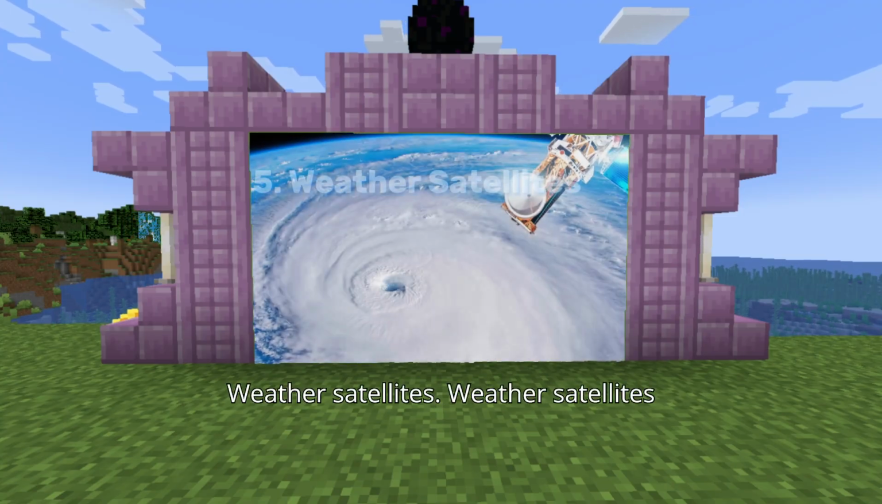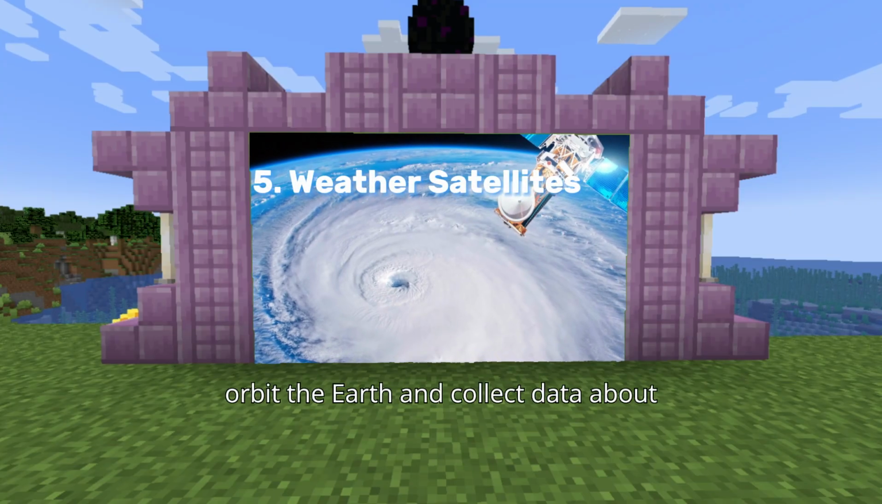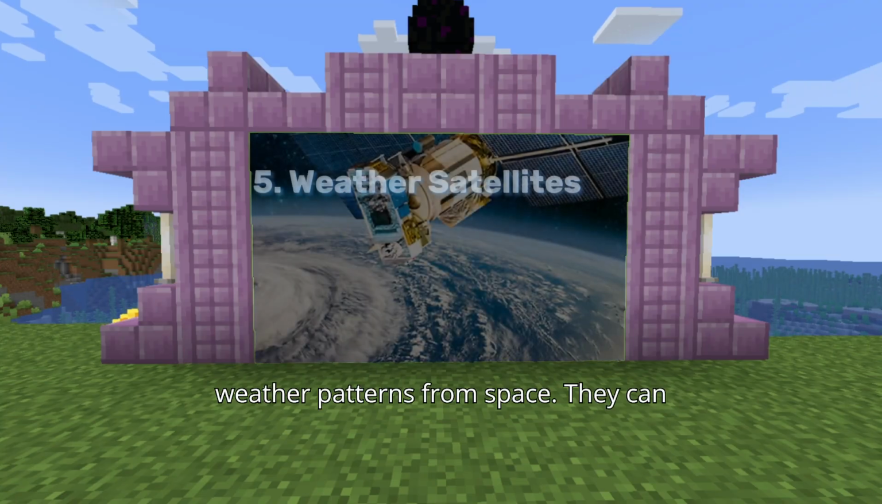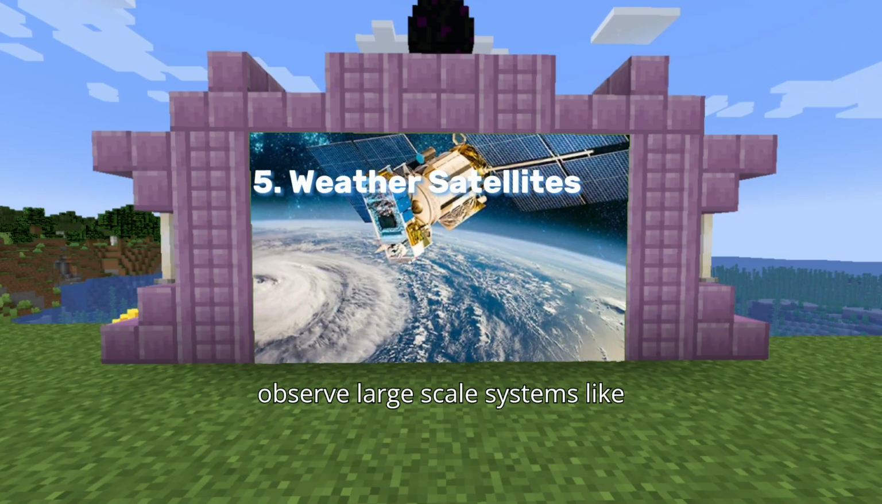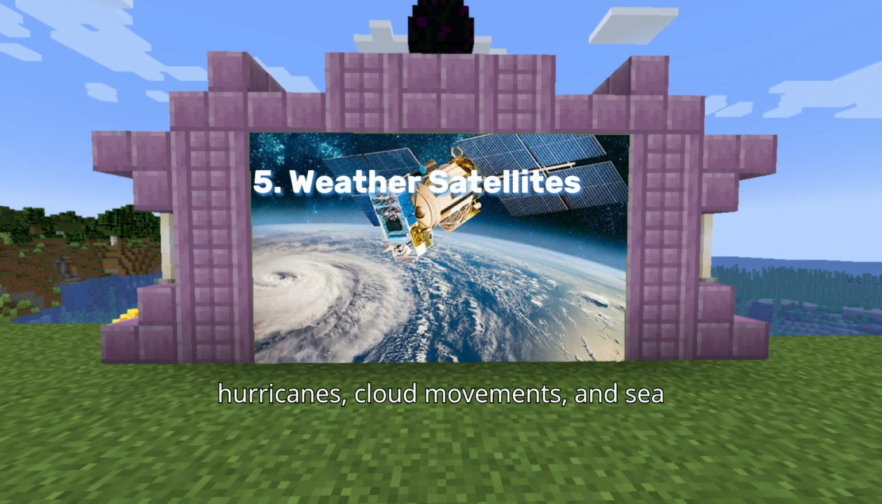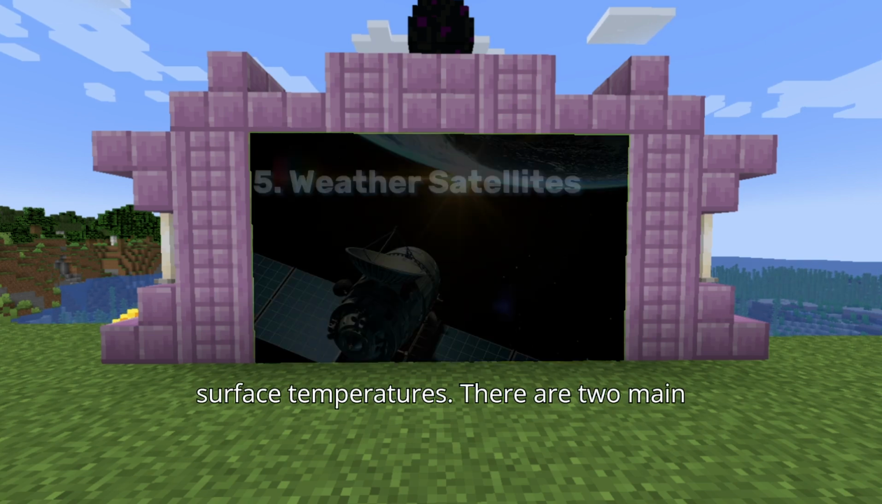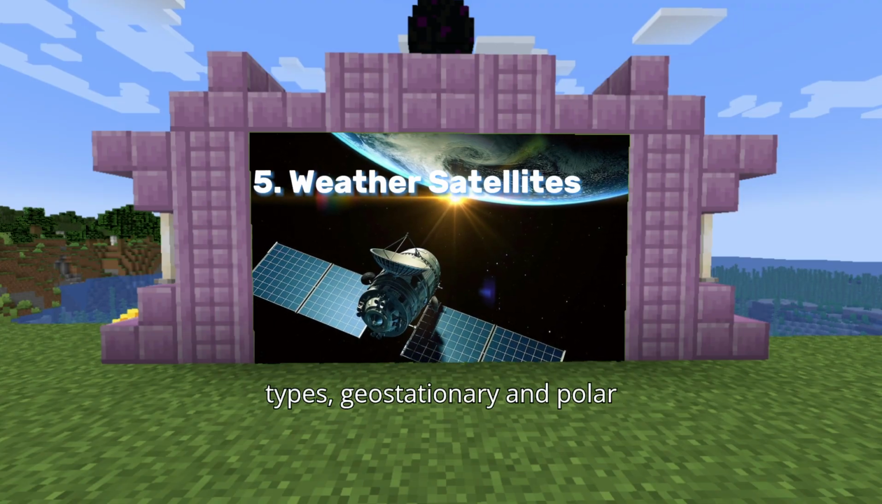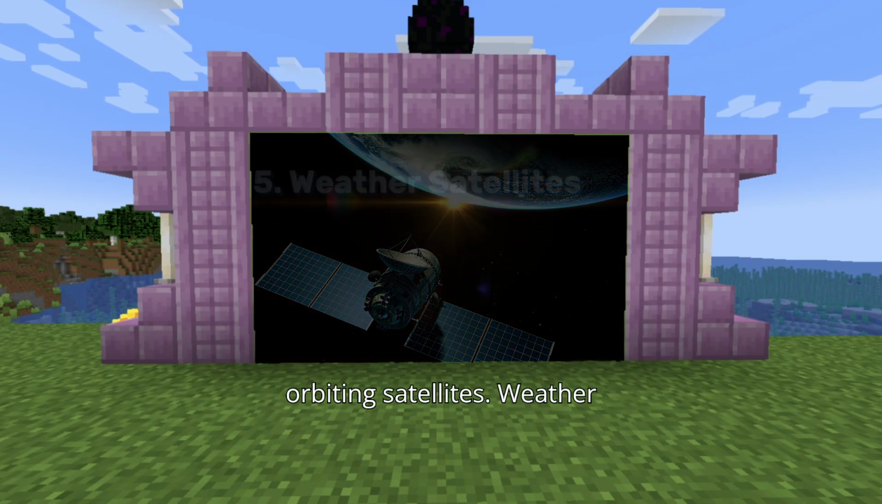Weather satellites. Weather satellites orbit the Earth and collect data about weather patterns from space. They can observe large-scale systems like hurricanes, cloud movements, and sea surface temperatures. There are 2 main types, geostationary and polar orbiting satellites.